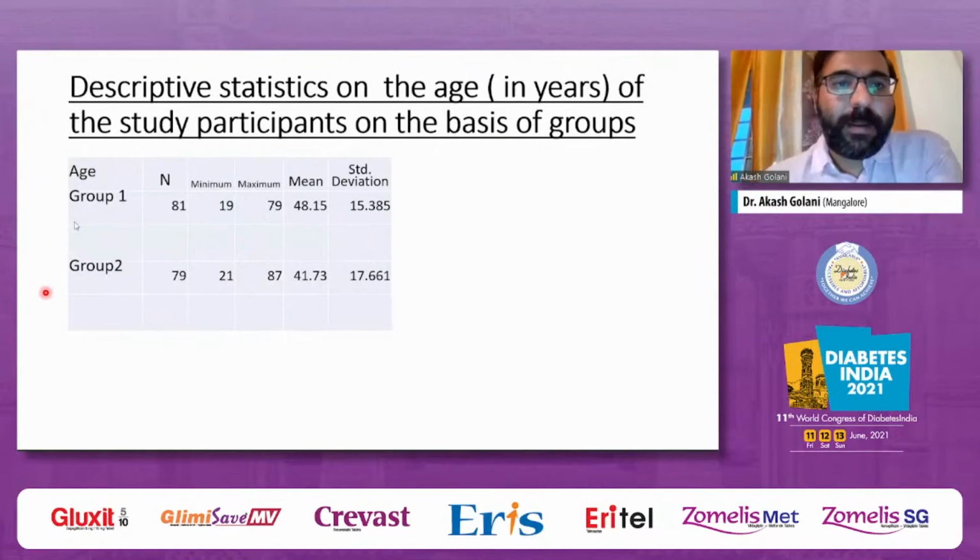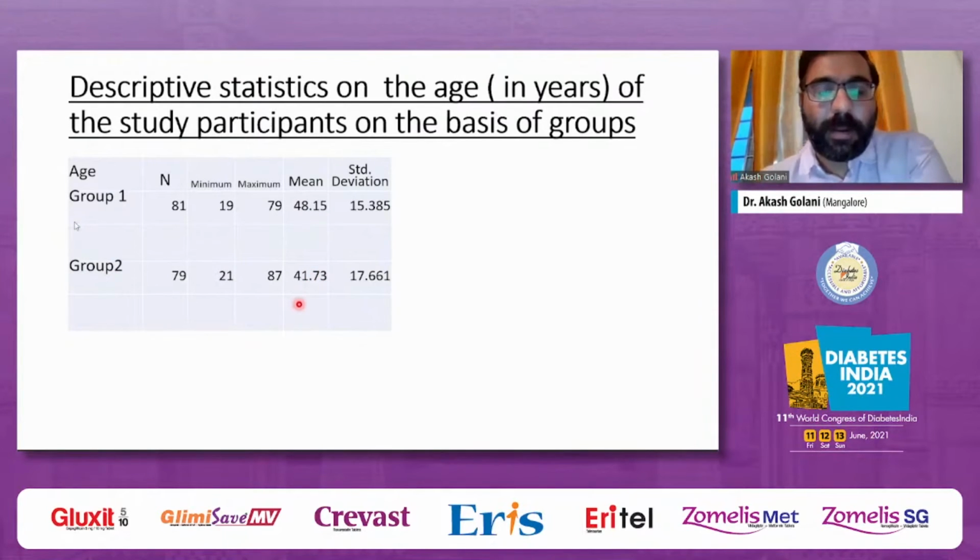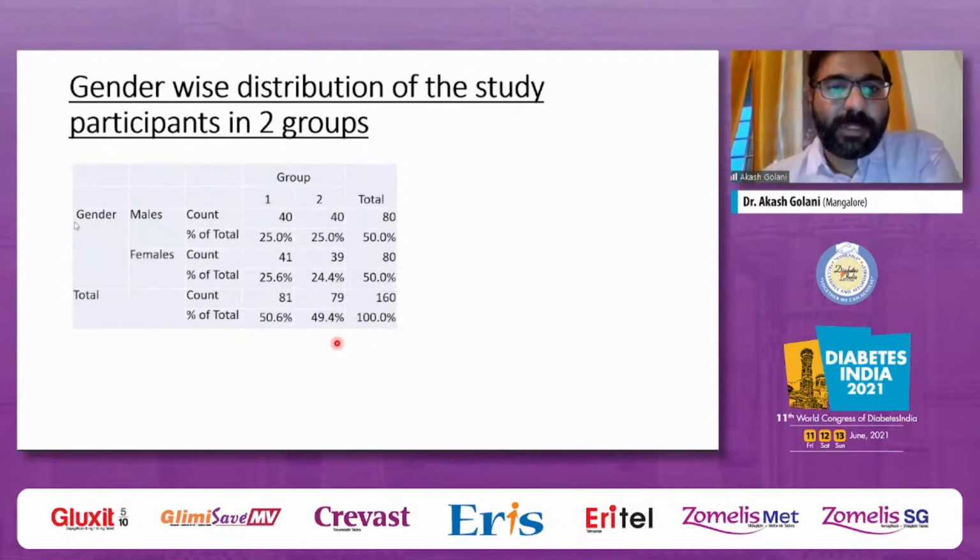Going into the demographics, the age: this is group 1, which are the diabetic individuals, and group 2, which are the non-diabetic individuals. The mean age is around 48 years. In group 2, the non-diabetics, the mean age is 41, with standard deviations of 15 and 17 respectively. Gender-wise, males are equal to females in both groups. As you can see here, we have 40 males and 41 females in group 1, and in group 2, 40 males and 39 females.